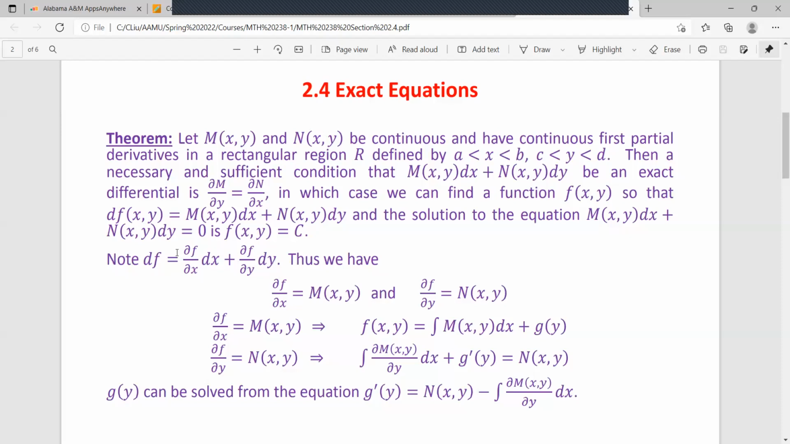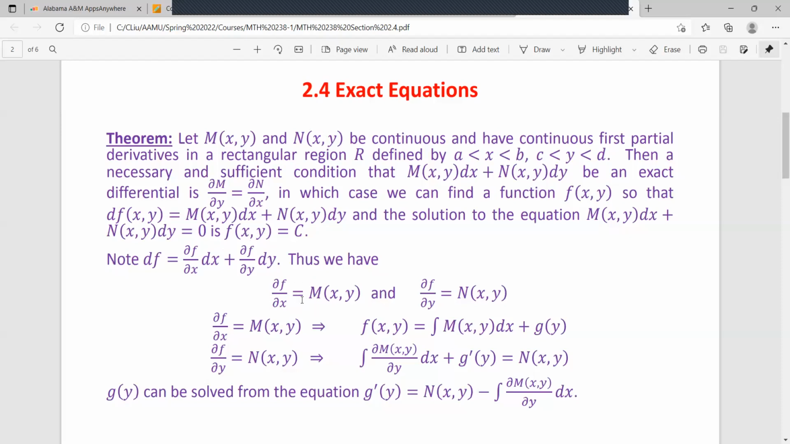So if you compare this definition with this condition in the theorem, df equals M dx plus N dy, then obviously M has to be partial f partial x, and N has to be partial f partial y. Okay. So then you just integrate both the equations, then you're going to find the function f.